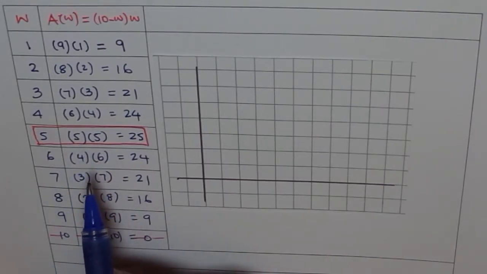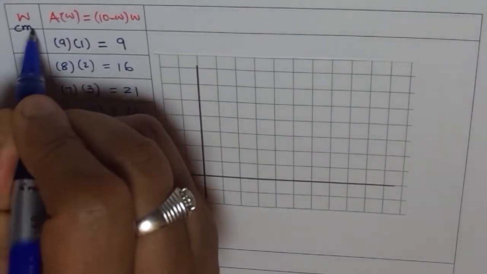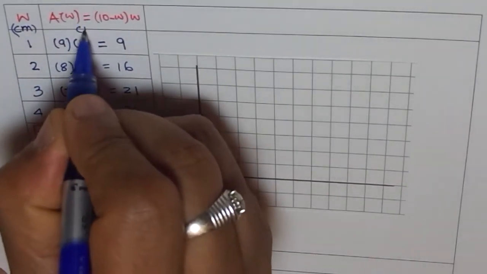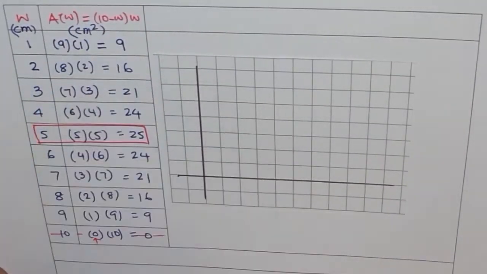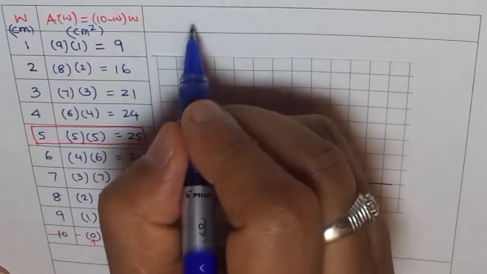Units are centimeter for dimensions and centimeter square for area. So we can write here in centimeter and in centimeter square. Does it make sense? Correct. Now here what we can do is we can just plot these values and get a scatter plot.